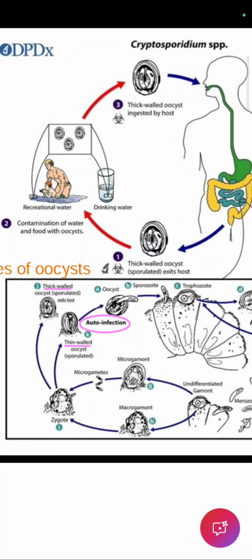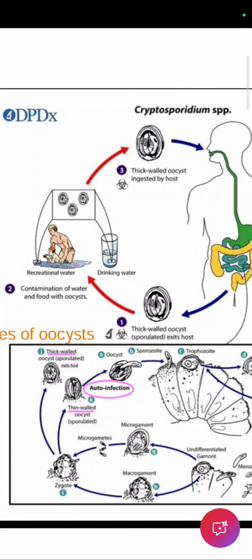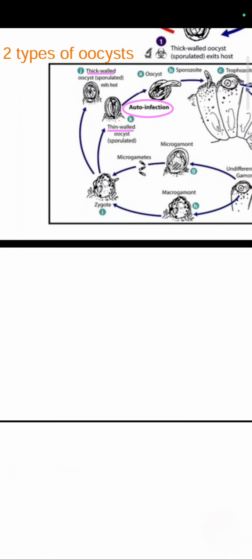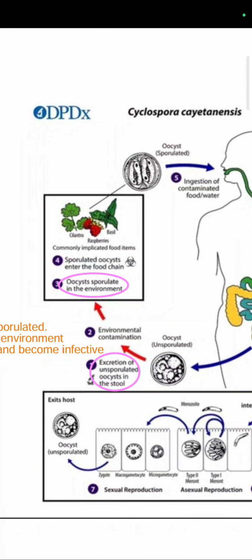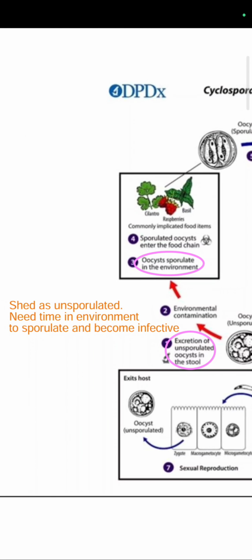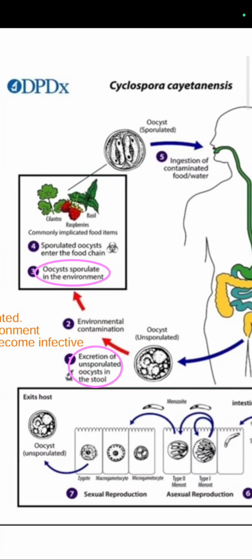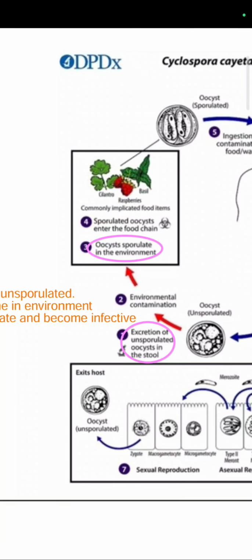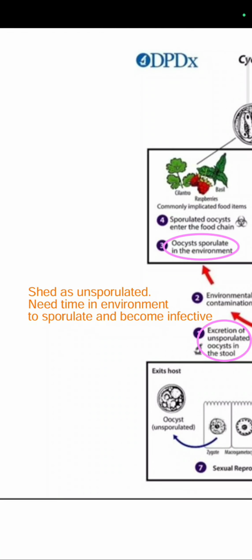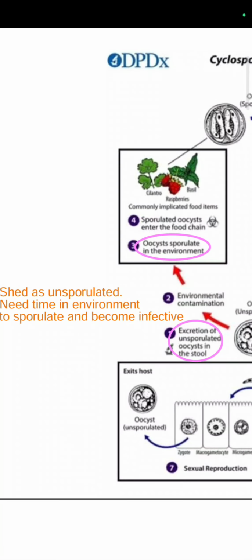The thin wall cysts are what is involved in the auto-infection, and the thick wall cysts will go into the environment and continue the life cycle. Next we have Cyclospora. So for Cyclospora, you have to look out for this part. The oocysts that are excreted in the feces are shed as unsporulated, but they need to spend some time in the environment until they sporulate and become infective. So this exact point is also one of the PYQs which has been asked, so it will be helpful to remember this.